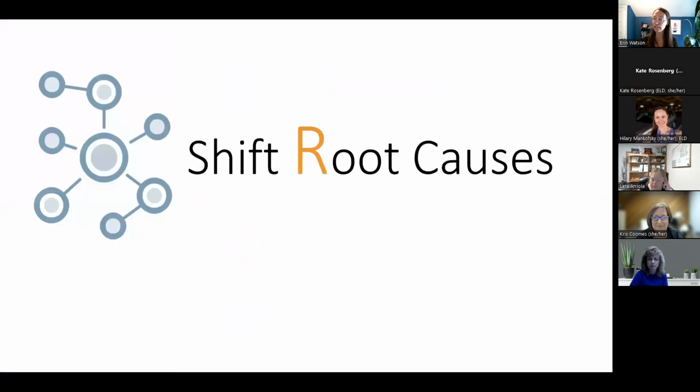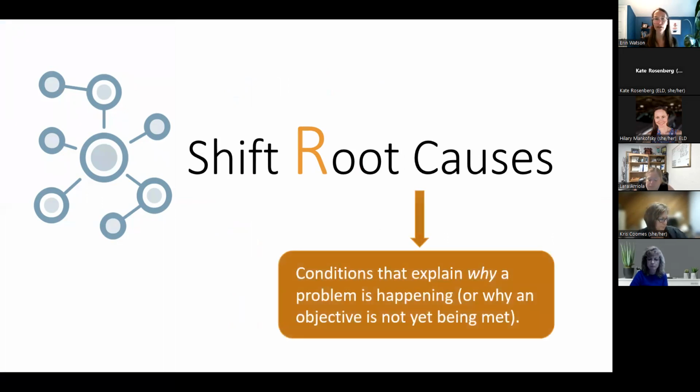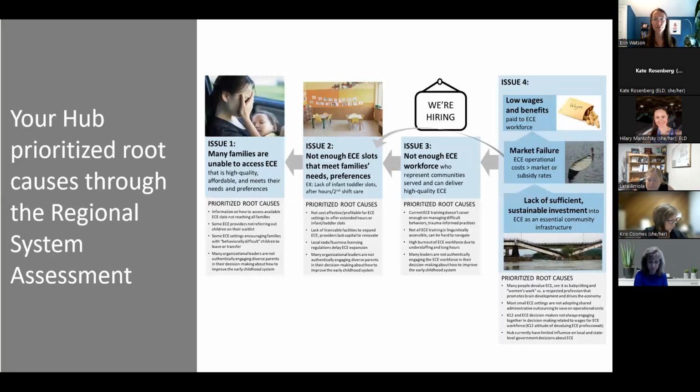All right, so let's get into the first one. Shift root causes. We've talked about root causes a lot, but again, one way to think about it is root causes are conditions that explain why a problem is happening, or in the case of Raise Up Oregon, why an objective is not yet being met in your region. And the good news is through this regional system assessment process, your hub already identified and prioritized root causes for your region, specifically around Raise Up Oregon Objective 2, right?